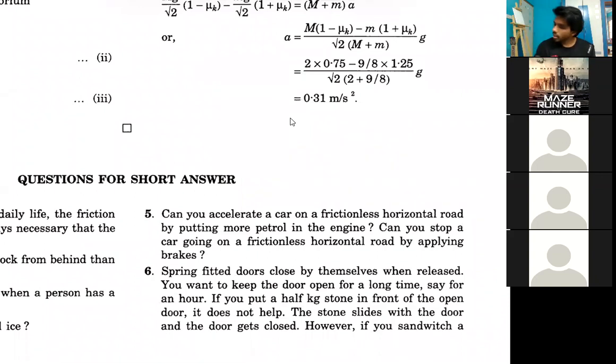Can you accelerate a car on a frictionless horizontal surface by putting more petrol in the engine? This is a good question. No, sir. You can't. The wheels will just run there. It'll never move forward.